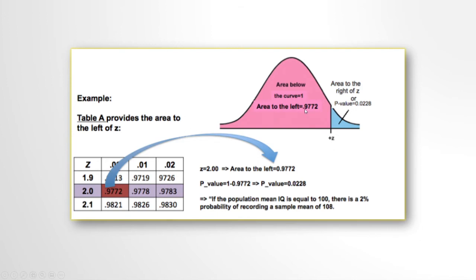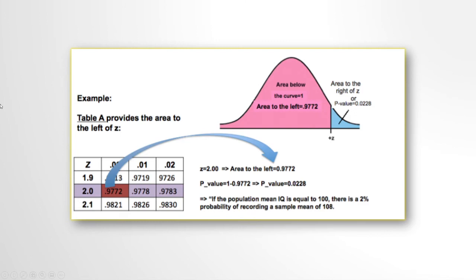comes out to be 0.9772, because the whole area under the curve is assumed to be 1. So we know that the value of z is 2, which we have already calculated. So the area to the left of this z comes out to be 0.9772. Now this much is left. This 0.9772 that you can see in this table is being given here.